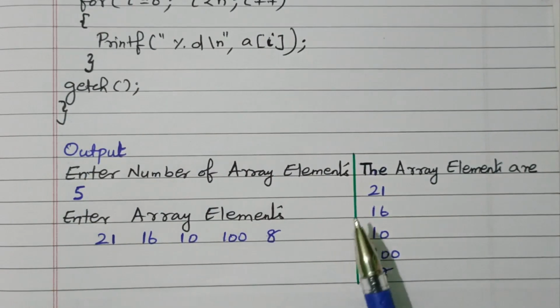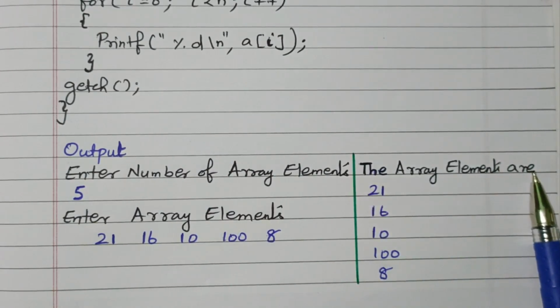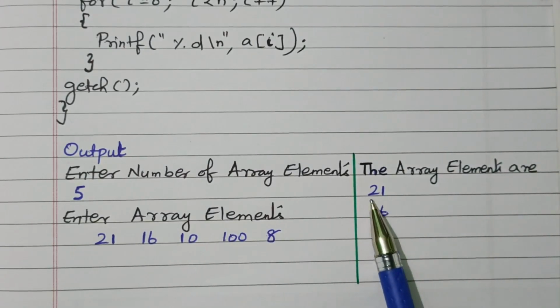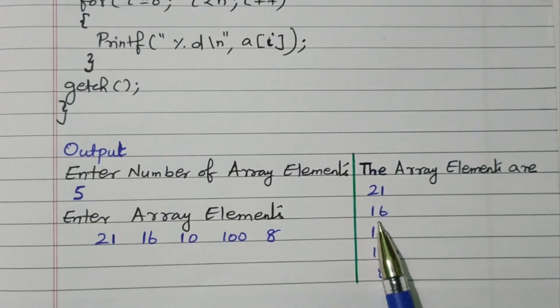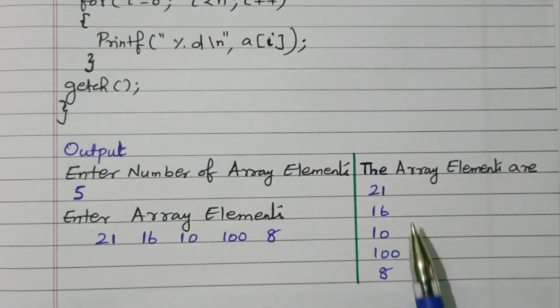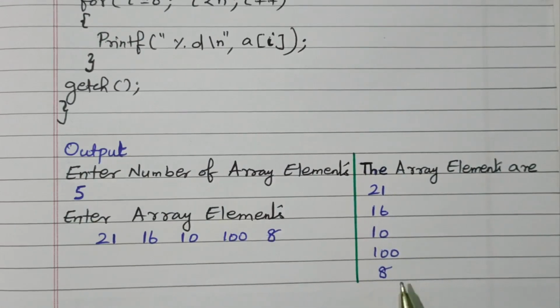Now we can display the numbers. For "The array elements are" we use \n, so it goes to the next line. It will print the first number 21. There also we use \n, so it goes to the next line, and a new line is printed. So the array elements are 21, 16, 10, 100, 8. This is the output of the program.